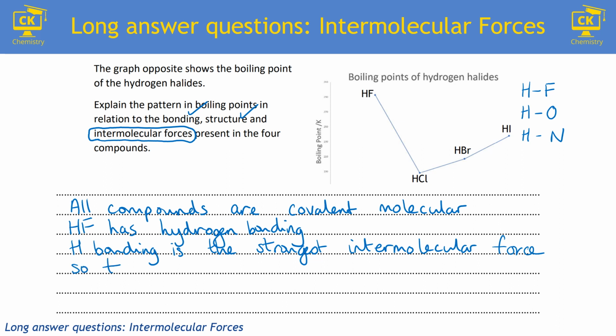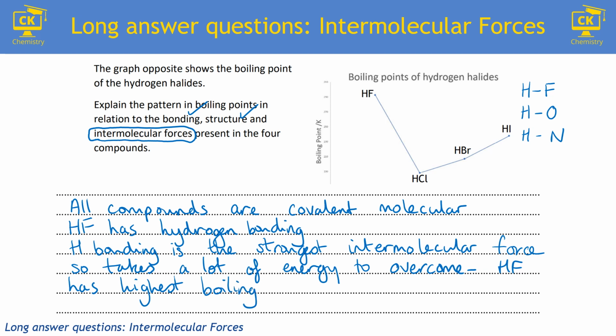So it takes a lot of energy to overcome that force or attraction, and therefore HF has the highest boiling point. So far we have identified that they are all covalent and molecular. That would give us the 1 mark. We've identified that hydrogen fluoride has hydrogen bonding for another mark, and then we have identified that hydrogen bonding is strong, takes a lot of energy to overcome, and that's why it has the high boiling point.